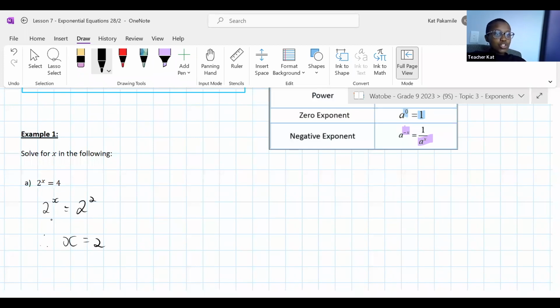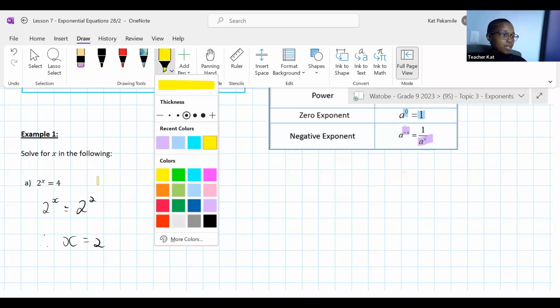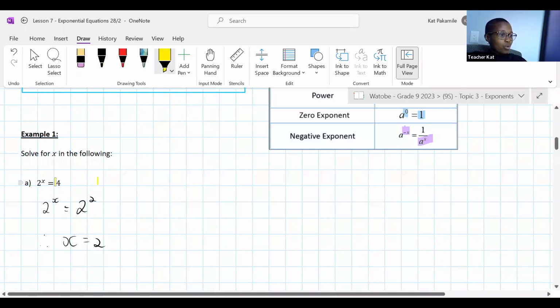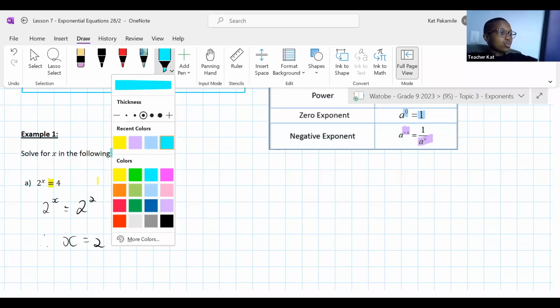Thank you so much. You're welcome, ma'am. Now, guys, let's explain what happened here. For those of you who've never seen this before, we have 2 to the power of x equals 4. Equations are telling you that the right-hand side is equal to the left-hand side. That's what an equation is. A variable means something we don't know. So 2 to the exponent of something is equal to 2 to the exponent of 2.